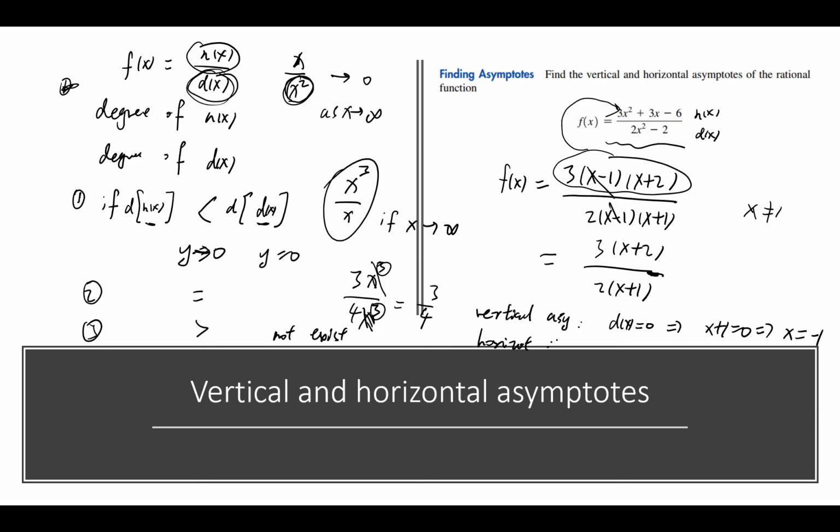Horizontal: in this case we have x on both the numerator and denominator at the same degree of polynomial, so we fall into the second case. The net result would be 3/2, because as x goes to infinity, these two terms cancel each other as they become more and more close to each other. So the horizontal asymptote would be 3/2. That's just something to keep in mind.